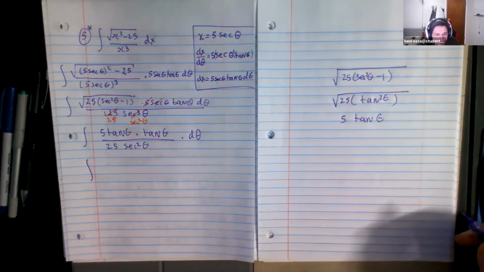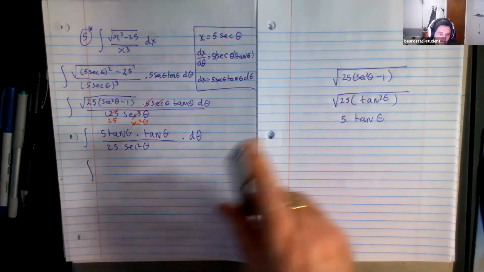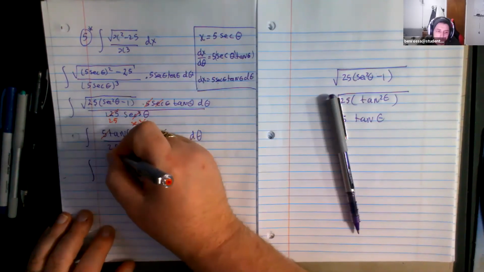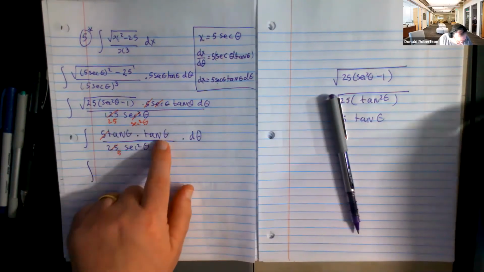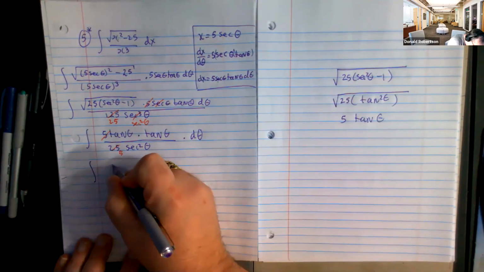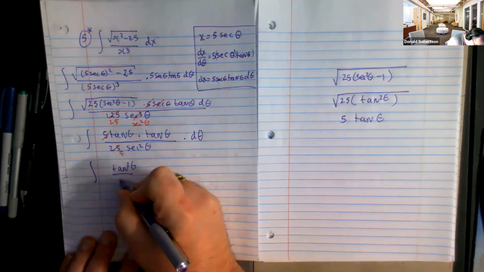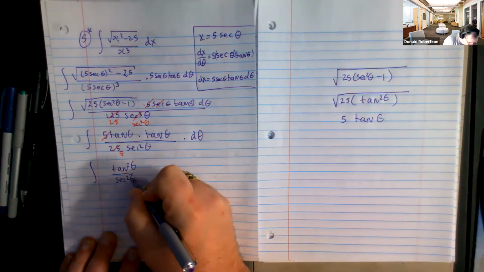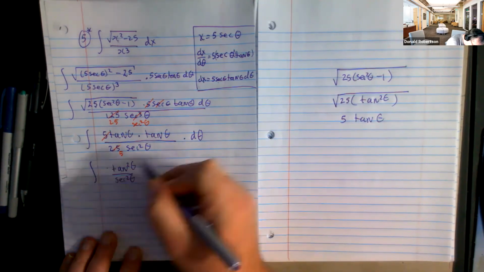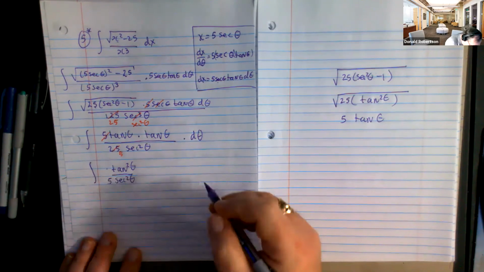You can cancel the 5 and 25. Yeah. And can't I join these two tans together and give myself a tan squared over a secant squared? And what have I got? 5, I guess, in the bottom, right?